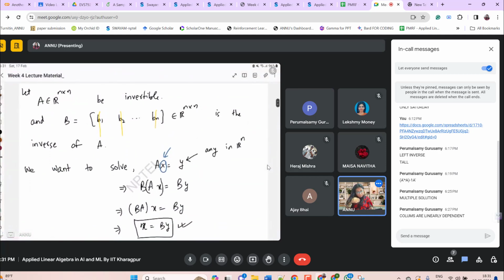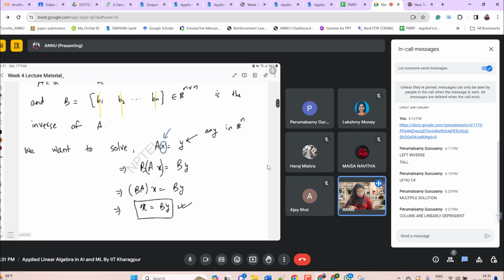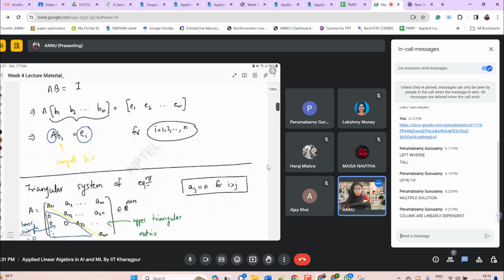So let A be an invertible matrix, and B is this matrix. Then how can you write the inverse of a matrix? In the case of a square matrix, the inverse exists if and only if the right inverse equals the left inverse.